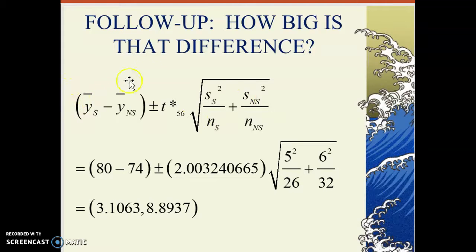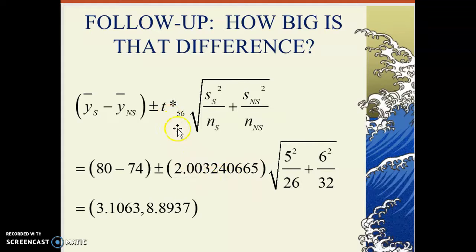What are we talking about? So if we look at a confidence interval, the center of the interval is going to be the difference in our means, plus or minus the margin of error. The margin of error is made up of my t critical value for 56 degrees of freedom times the standard error, which is the square root of the sum of our variances. If we plug in all the values, then we would get this.